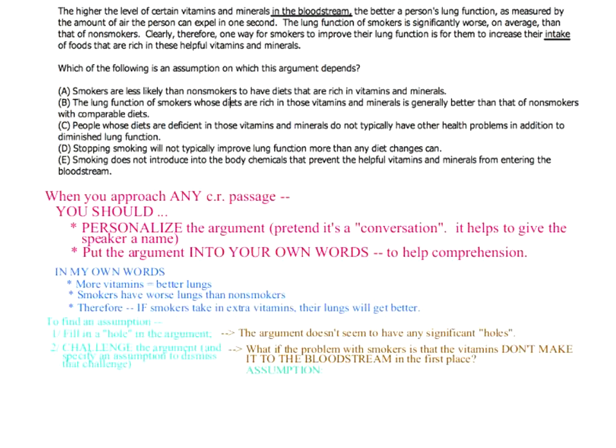Nothing gets in the way of smokers' absorption of vitamins into the bloodstream. So that corresponds to choice E. And so choice E is the choice that we want.